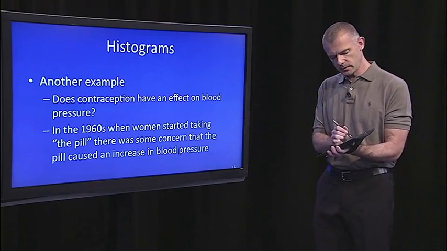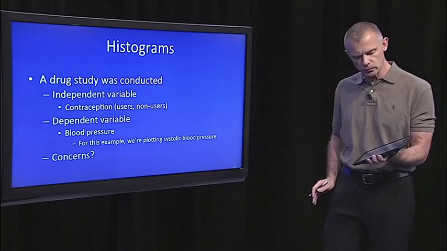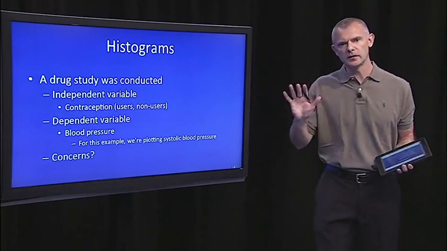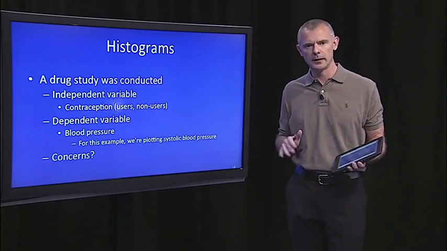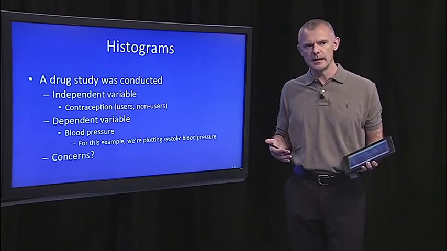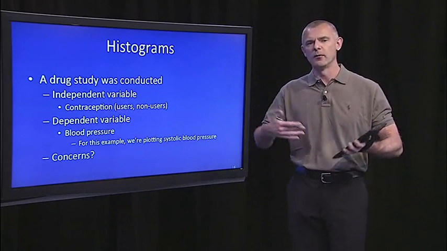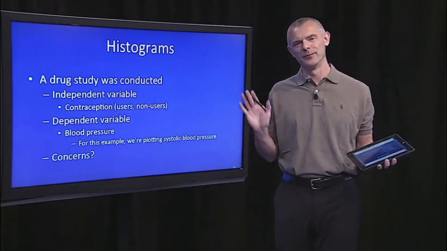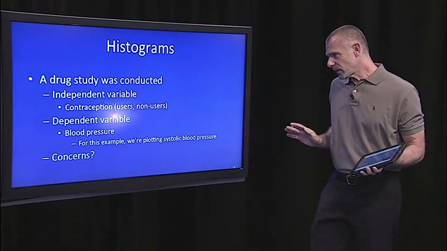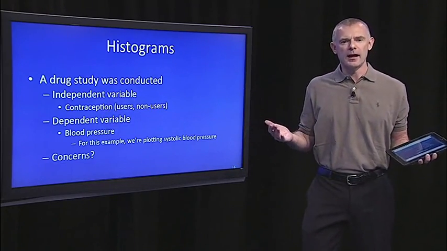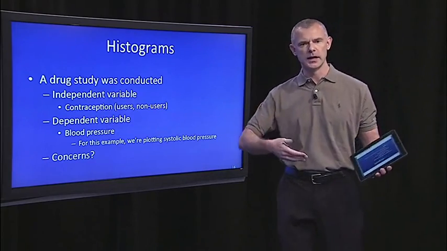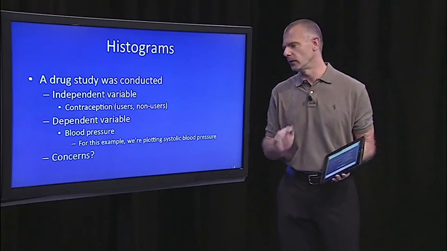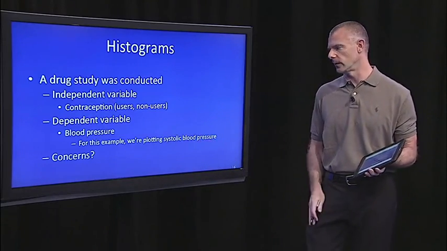Again, the problem here is it was difficult to do a true randomized experiment, especially in the 60s. It was a very controversial topic in the United States, so it wasn't very easy to just take people into a lab and randomly assign them to contraception or not. It probably still wouldn't fly. So they just had to rely on women who were either taking the pill or not taking the pill. So again, this is not a true independent variable. That's, again, why I have concerns down there.